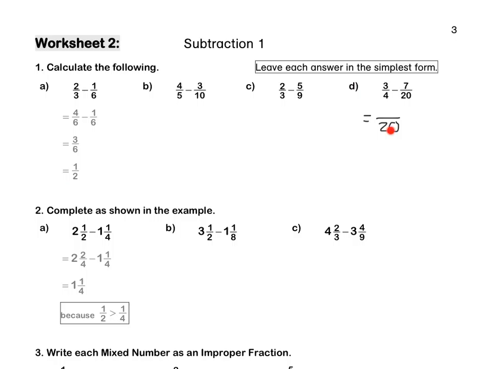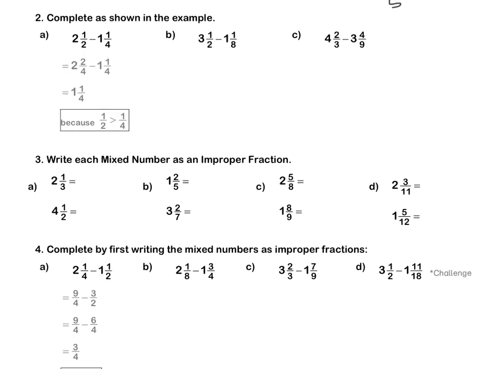We times by 5, so 3 times 5 is 15. Then we minus to get 8/20, which, if we divide top and bottom by 4, our final answer is 2/5. Press pause to complete the rest of question 1 by yourself.